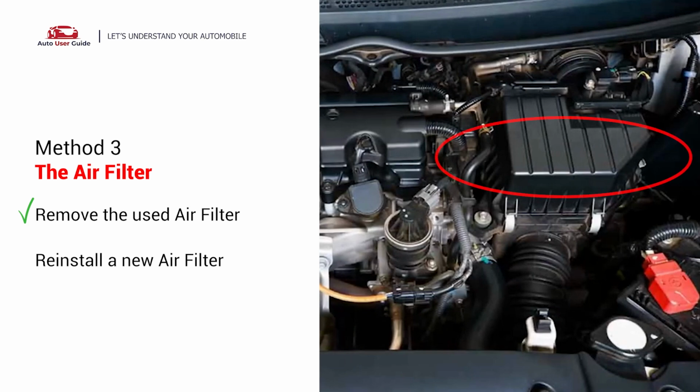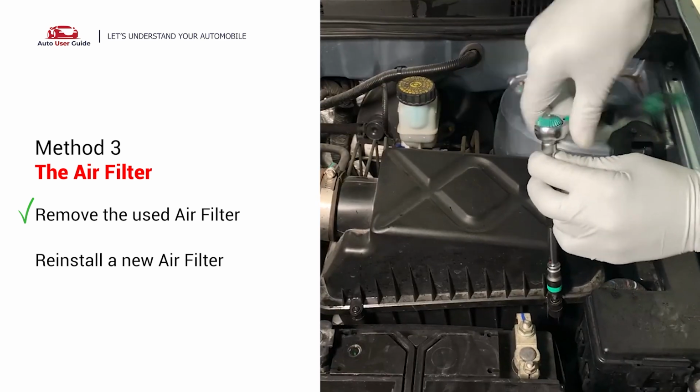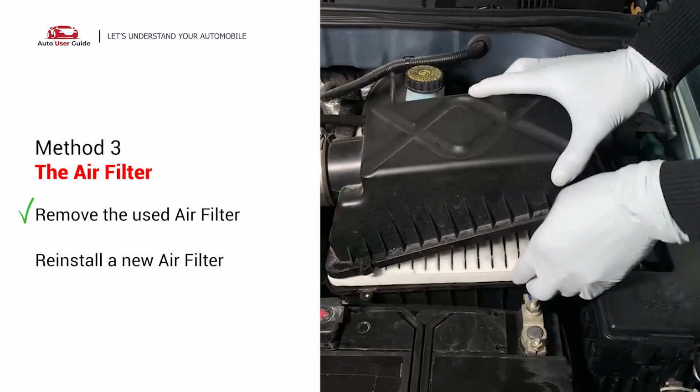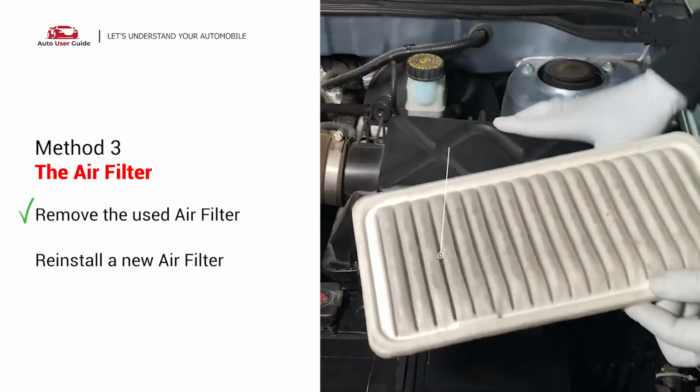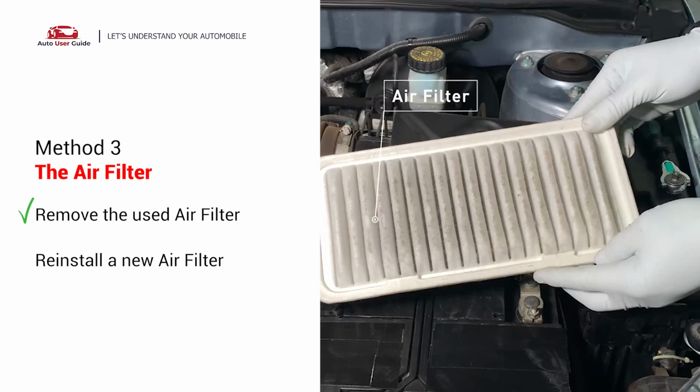Find the air filter housing. It's usually a black plastic box. Open the cover to see the air filter inside. Take out the old filter and remember how it was placed.